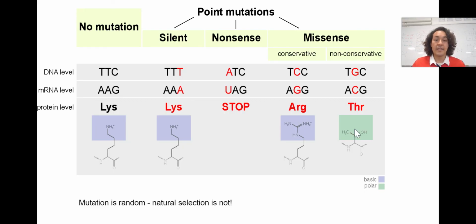Now, some of these mutations could be more helpful. There's been evidence of that with some mutations with HIV, protecting cells against HIV. Now, the key to this is that mutation is random, but natural selection is not. And so natural selection will sort out the winners and losers of the mutation game.